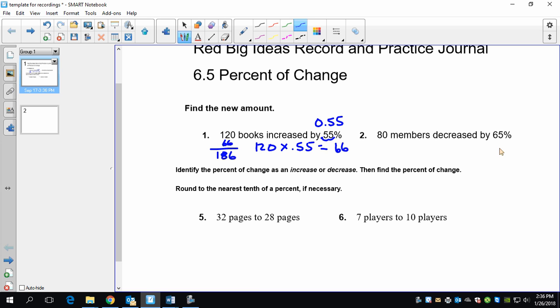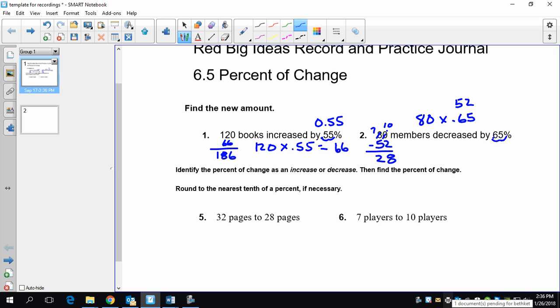Number two, 80 members decreased by 65%. We're going to take our 80 members, and we're going to times it by 0.65. 80 times 0.65 is 52. And then we're just going to take 80 and subtract 52 from 80. We're going to get 28.